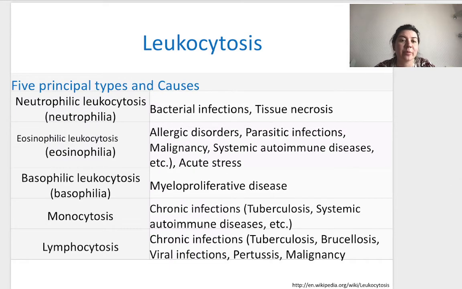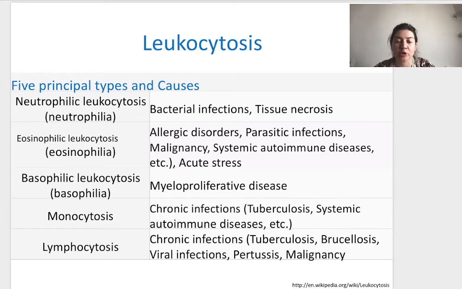Okay, five principal types of leukocytosis and their causes. According to what type of leukocytes are affected, we can divide it into different types. First, it is neutrophilic leukocytosis due to neutrophilia. The main causes of it are bacterial infections, tissue necrosis. Another type is eosinophilic leukocytosis or eosinophilia. It is typical for allergic disorders, parasitic infections, malignancy, systemic autoimmune diseases, and possible in acute stress.